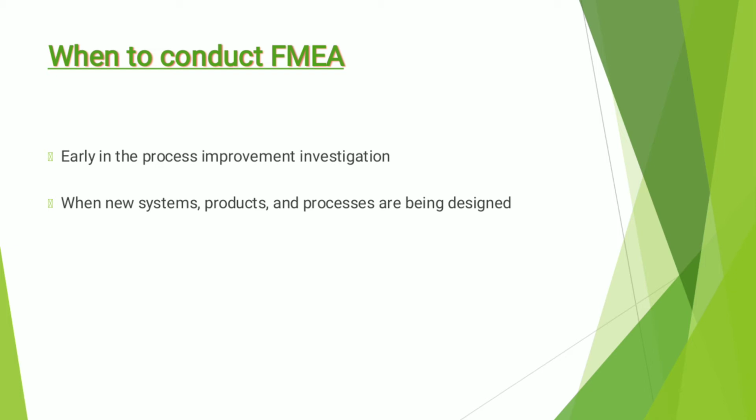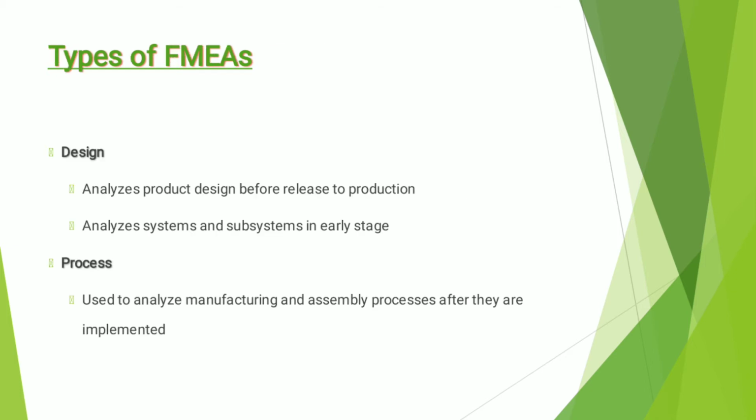Now move on to types of FMEAs. First is design. It analyzes product design before release to production with a focus on product function, and also analyzes system and subsystem in the early concepts and design stages. The second type is process, used to analyze manufacturing and assembly processes after they are put into effect.